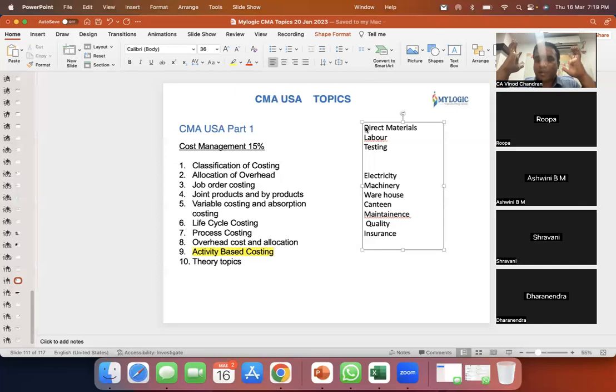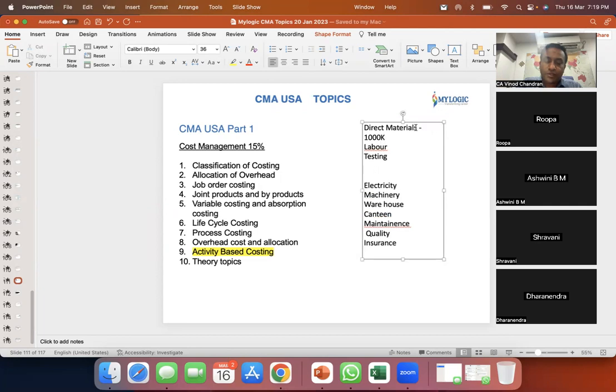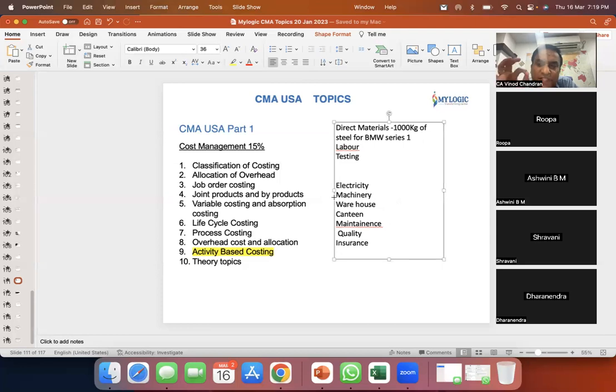The purchase department gives an order for the entire production, and the entire steel comes and lies in my godown or stores department. Now, a requisition may come to the stores department for Series 1 of BMW: on 16th of March 2023, I need 1000 kg of steel. So it will be very specific, 1000 kg of steel for BMW Series 1. Now, if you notice here, it is very specific.